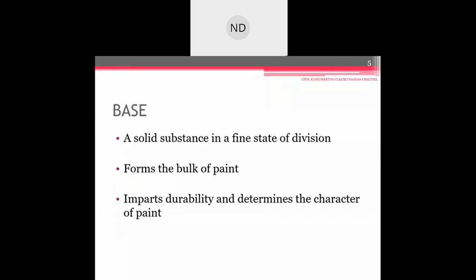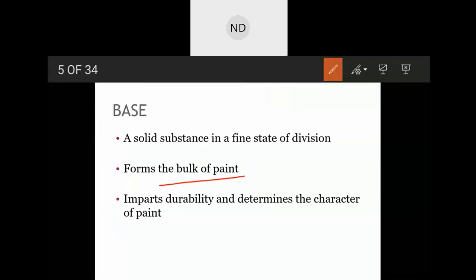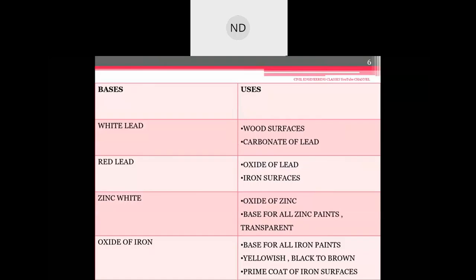First one is the base. As the name says, it is a solid substance in a fine state of division that forms the bulk of the paint. The characteristic of a paint depends upon the base. It imparts durability to the surface. So let's see which are the examples of the base.